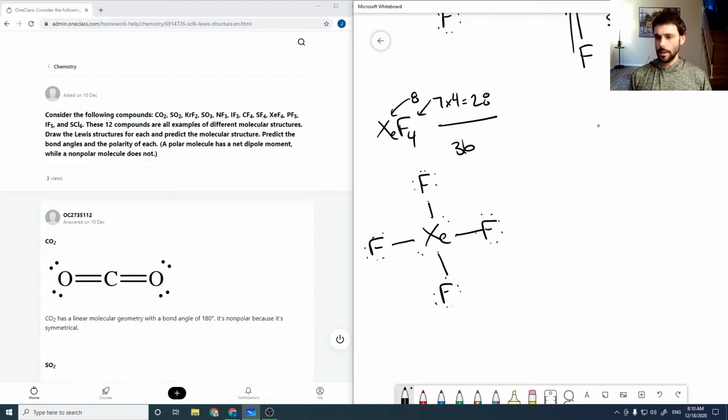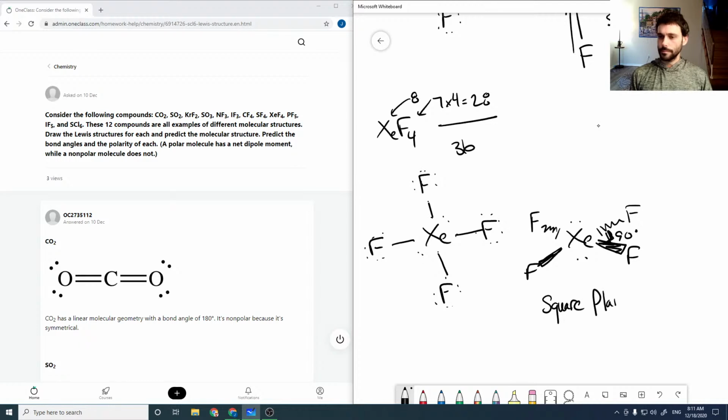And so then our molecular structure is, I'm going to put the lone pairs below and above, and I'm going to draw these coming out of the page, going into the page, coming out of the page, and going into the page. And then each of these angles in here is going to be 90 degrees. This is a square planar structure. And although we have dipoles in here, because of the symmetry, this guy is going to be nonpolar.